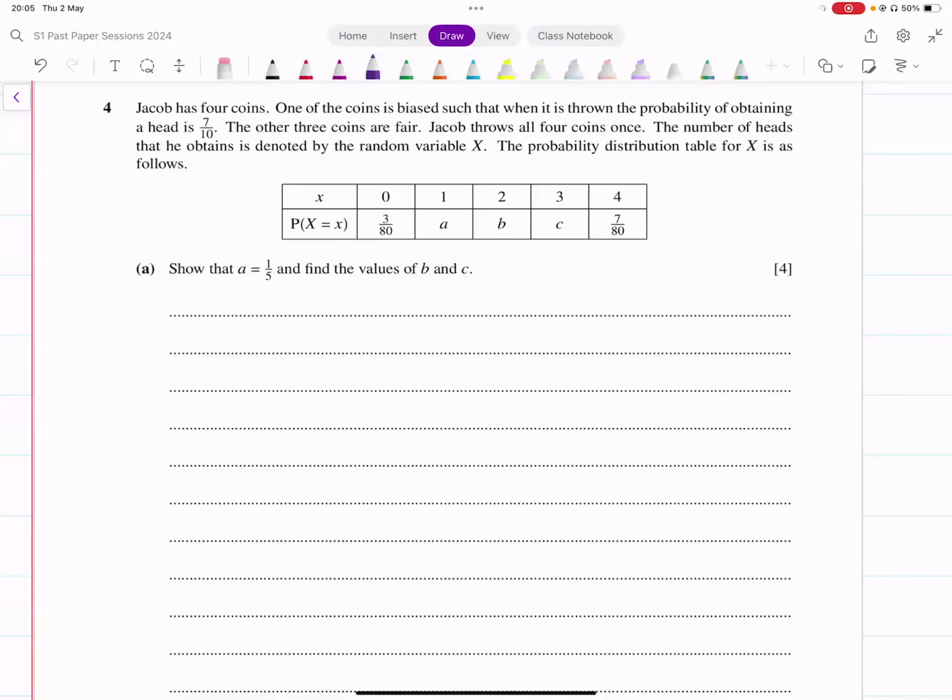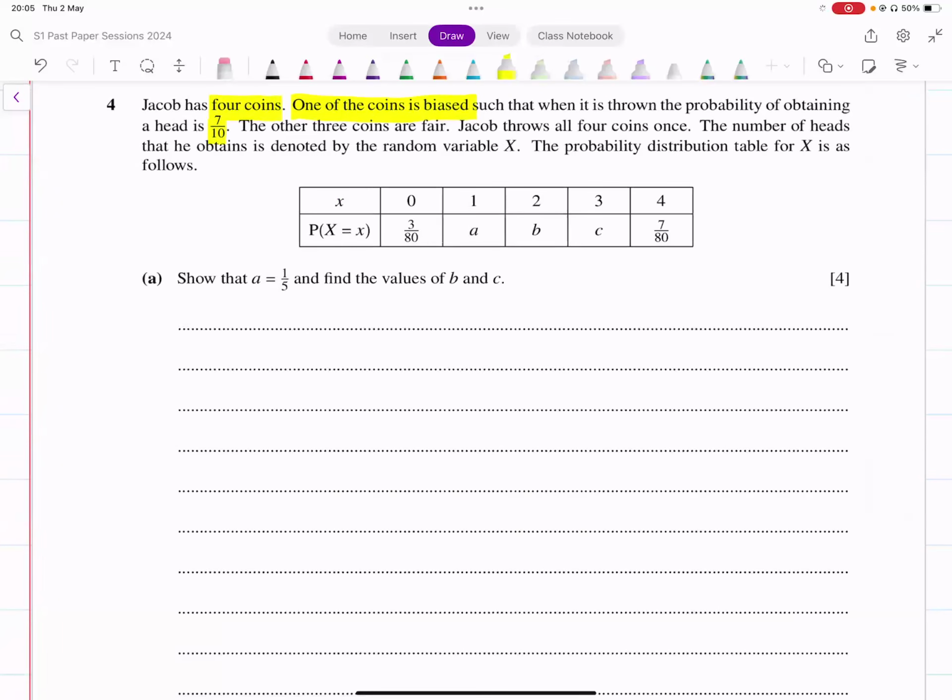Number 4. Okay, let's have a look at this now. It says Jacob has 4 coins. One of the coins is biased such that when it is thrown, the probability of obtaining a head is 7/10. He has 4 coins in total. One of them is biased, and the probability of head for that coin is 7/10. The other 3 coins are fair. Fair means they have equal probabilities of heads and tails.